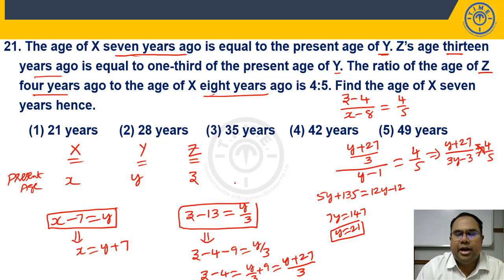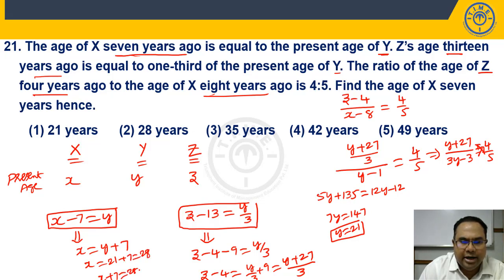When Y is 21, I have to find out X 7 years hence. What is X? Y plus 7. 21 plus 7, present is 28. After 7 years means X plus 7, 28 plus 7, it has to be 35. Option 3.